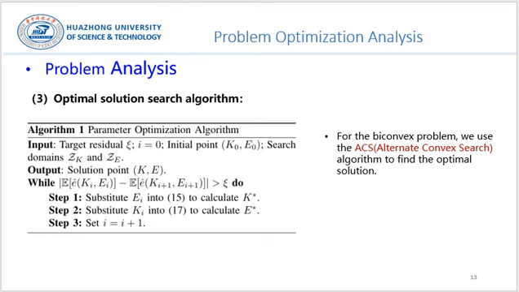For the biconvex problem, we used the ACS algorithm to find the optimal solution. The basic idea of the ACS algorithm is to fix one parameter at a time and analyze the other parameter, alternately optimizing the target problem for all these parameters to obtain the optimal solution. In this way, we can find the optimal combination of K and E for our problem.